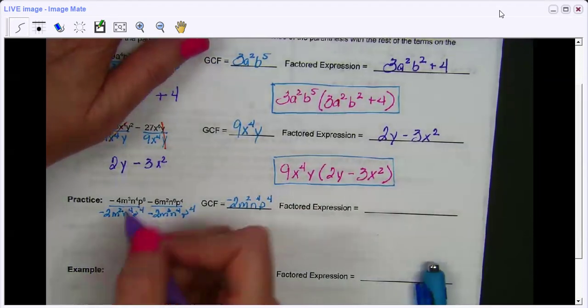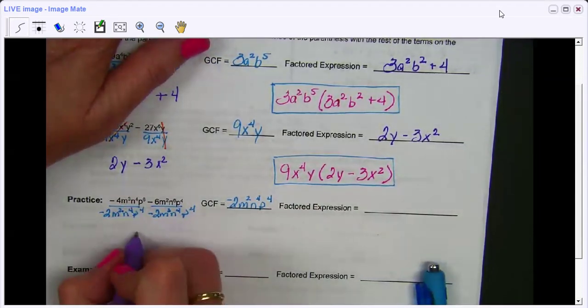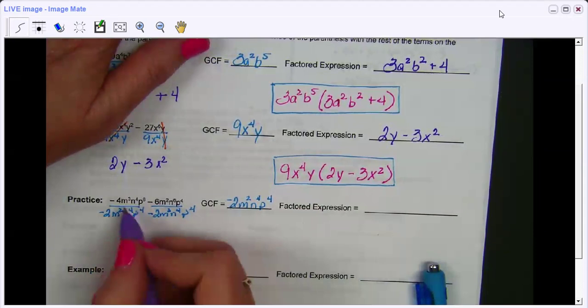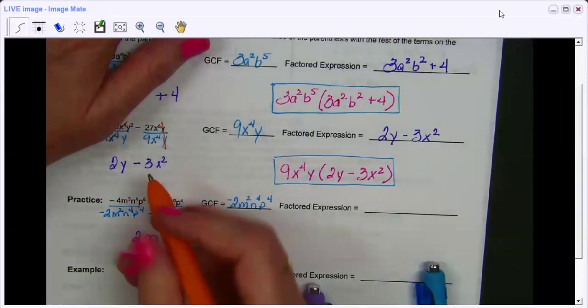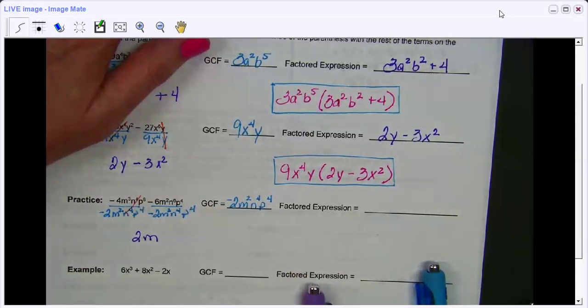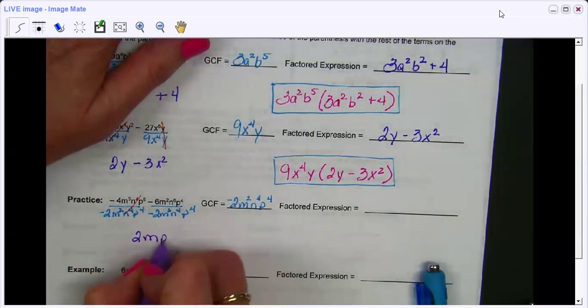So -4 divided by -2 is a +2. M to the 3rd divided by m squared is m. Our n's cancel out. And p to the 6th divided by p to the 4th is p squared.